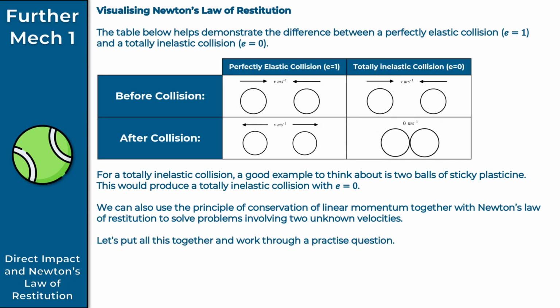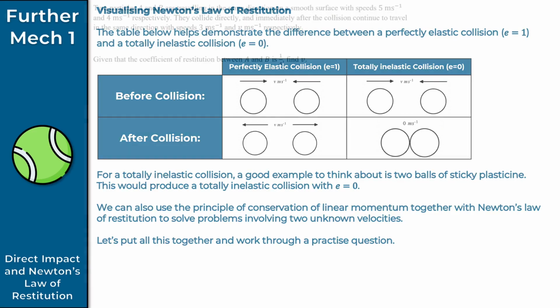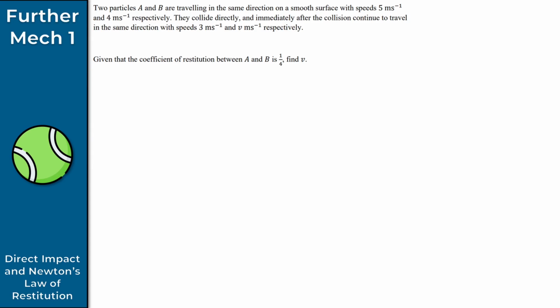So to finish with here, let's put all this together and work through a practice question. Let's get started with this practice question. For this question, we've got two particles, A and B, traveling in the same direction on a smooth surface with speeds of 5 meters per second and 4 meters per second respectively.